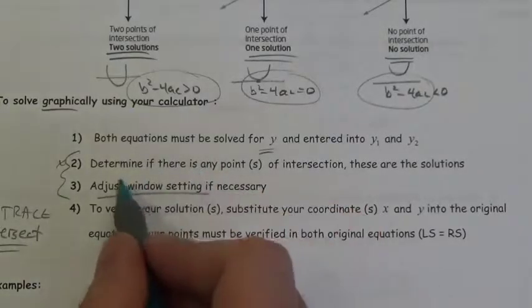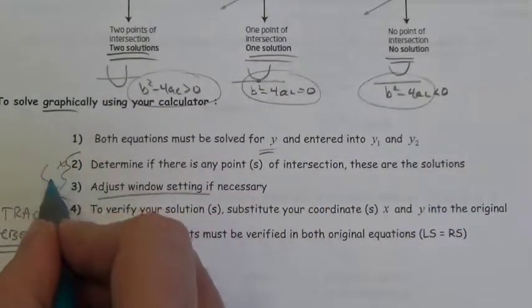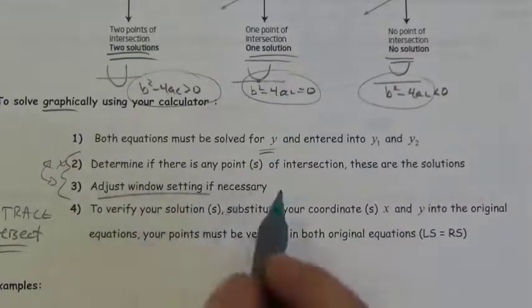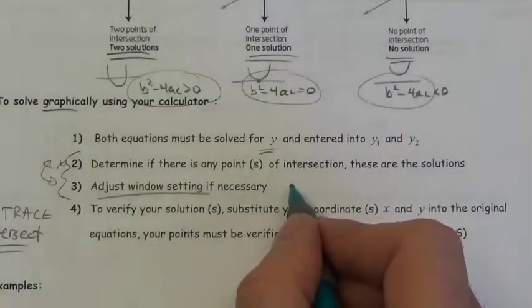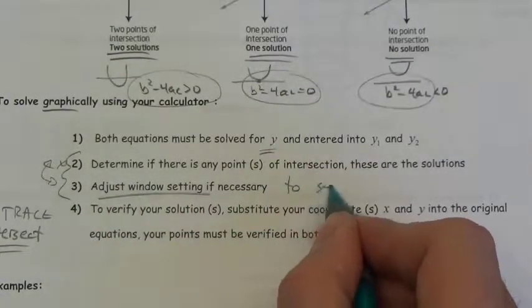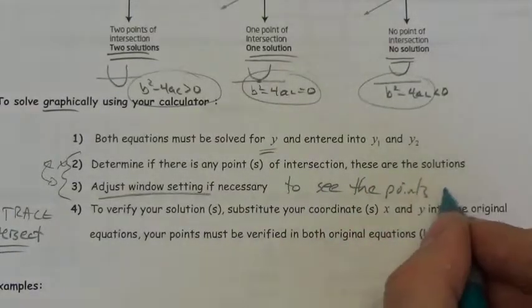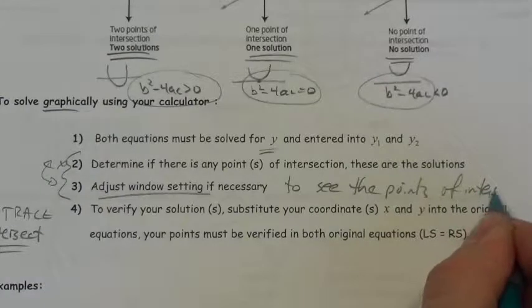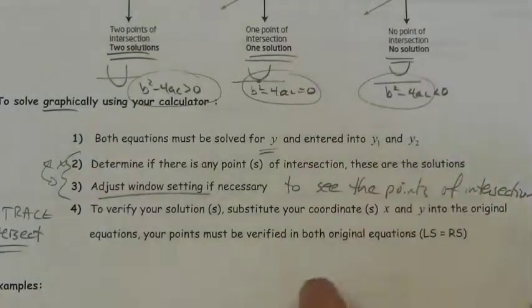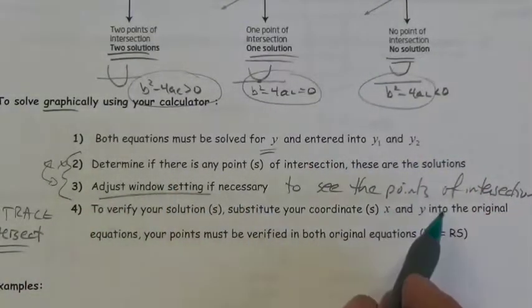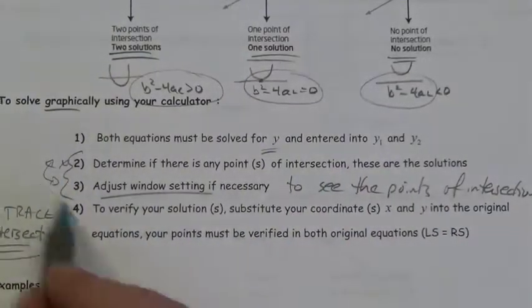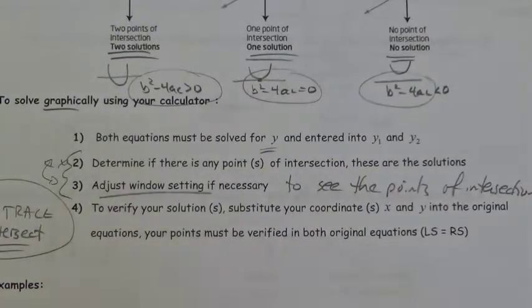Anyway, determine if there are any points of intersection. These should probably be written in a slightly different order. Adjust your window settings to see the points of intersection, then use the calculator to find them using second trace intersect, and then you should verify. Okay, let's take a look at some examples.